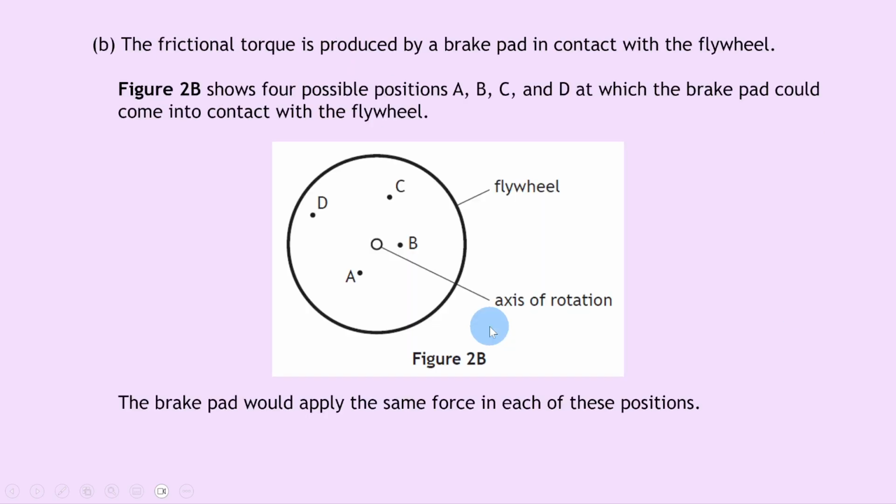Well, if we think about our equation for torque in terms of force and distance from the axis of rotation, we have tau equals Fr, and if we're told the brake pad would apply the same force in each of these positions, then force stays the same. So we only really need to look at how the distance from the axis of rotation will affect the torque. So because tau and r are directly proportional, you can see that point B will have the smallest distance from the axis of rotation and therefore the smallest frictional torque, whereas the point that is furthest away from the axis of rotation, this point D, will produce the greatest torque.